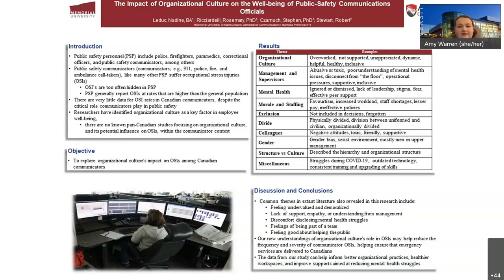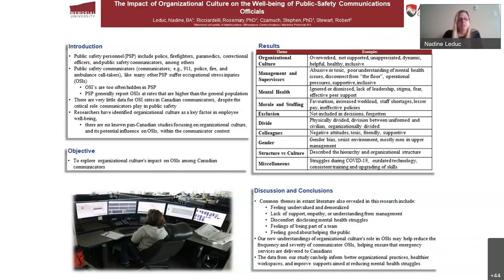If you've ever called 911, did you stop and wonder how the operator felt after your call? Most don't. So as some background, public safety personnel emerged as a term to be more inclusive than first responders, which historically included police, fire, and paramedics. So it opened the door to research public safety communicators, also referred to as 911 operators. And much like other public safety personnel, 911 operators also suffer operational stress injuries, which I refer to as OSIs. Now, OSIs and 911 operators are too often hidden, and they occur at rates higher than the general population, largely due to their constant work-related exposure to potentially psychologically traumatic events.